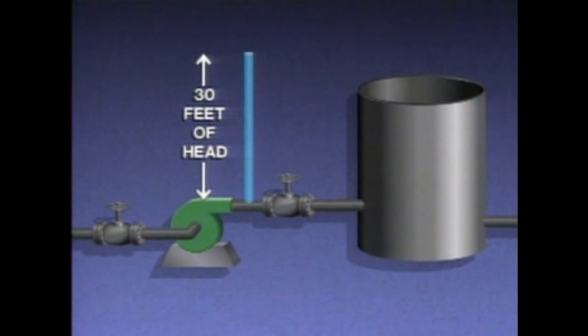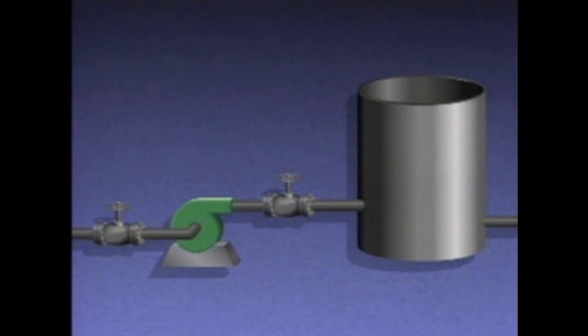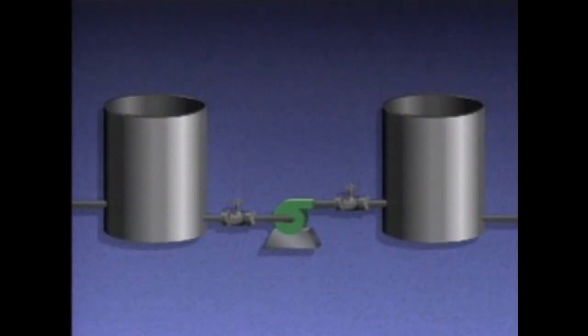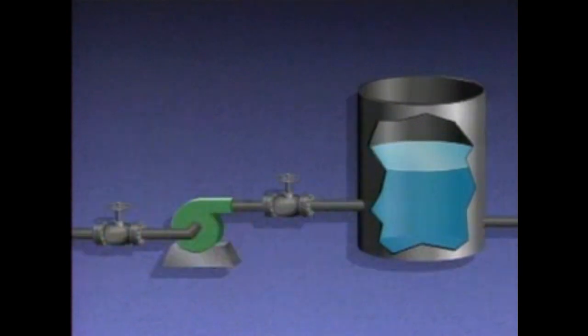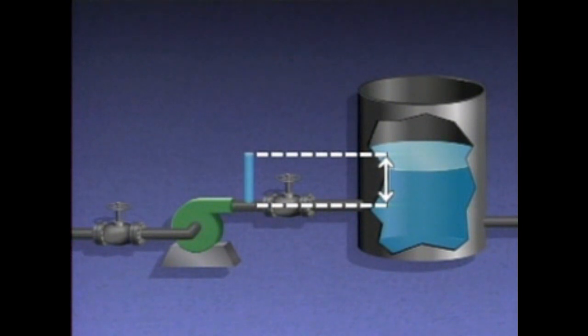The term head can be used to describe many conditions at the pump, regardless of whether or not the pump is operating. For example, let's say that in this system, the pump has been shut down. Under these conditions, the pressure exerted on the inlet and outlet of the pump are results of the height of the liquid above the pump's inlet and outlet. In other words, if head was measured at the discharge of the pump, it would be the same as the height of the liquid in the tank above the discharge.